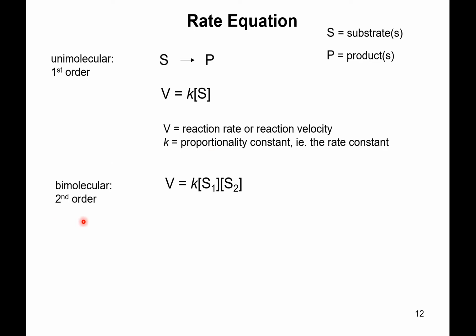If we have a bimolecular reaction, or second order, the rate would be equal to the rate constant times the concentration of substrate 1 times the concentration of substrate 2. So we multiply in the second molecule there. And then you can also have a third order reaction, which we won't really talk about in this class, but you just add the third substrate in there. Okay.